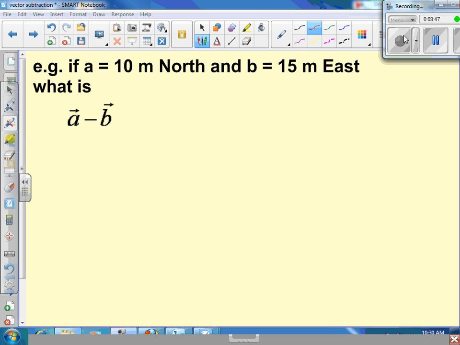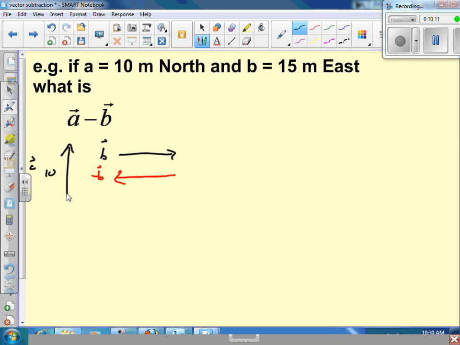A is 10 meters north. Let's draw it like this. Let's go 10 meters north. Vector A. Vector B is 15 meters east. So what does that make minus B equal to? 15 meters west. And then how do I add them? I'm going to go A plus minus B. So I don't add the black one, I add the red one. And I go like this. So this vector, subtract that one. This one, take away that one, is equal to that one there. That's my result.